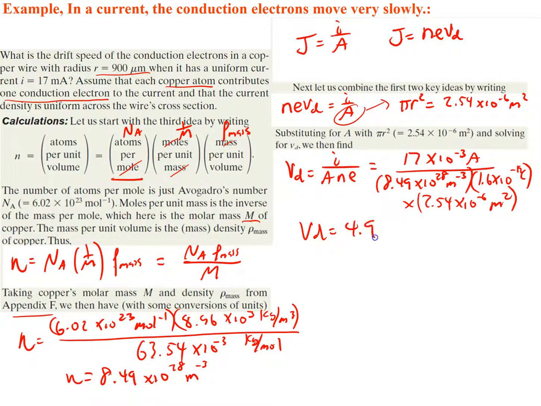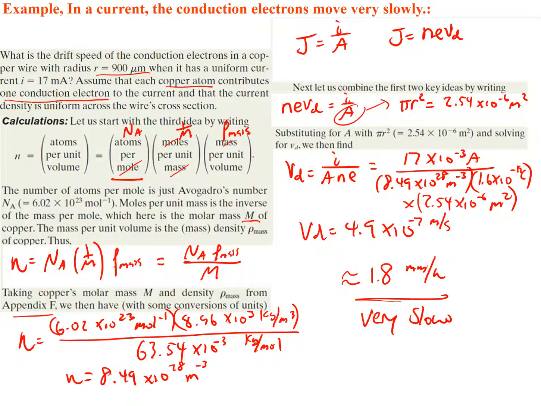Solving this out, we find that our drift velocity is 4.9 times 10 to the negative 7 meters a second. And just to relate this to something that we might be able to reference, it's about 1.8 millimeters per hour. So that's very slow. We think of electricity as going very quickly through wires, but in reality, the net movement of electrons is actually very slow. That's it for this video.